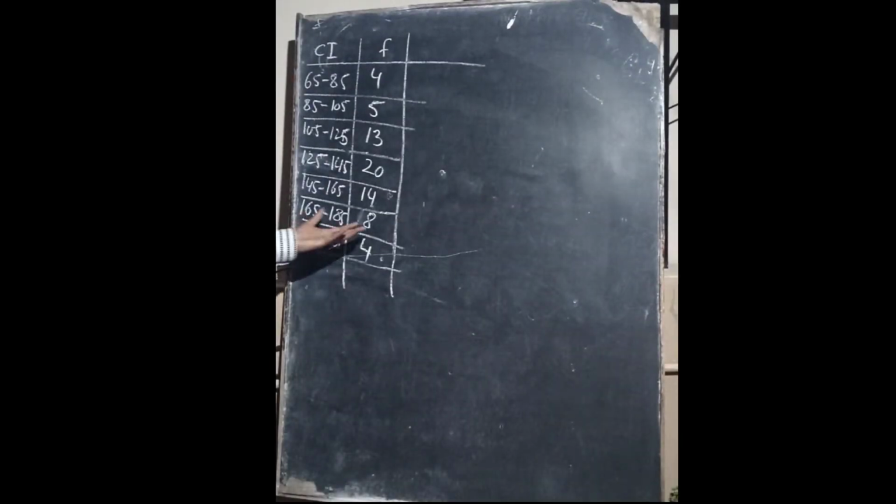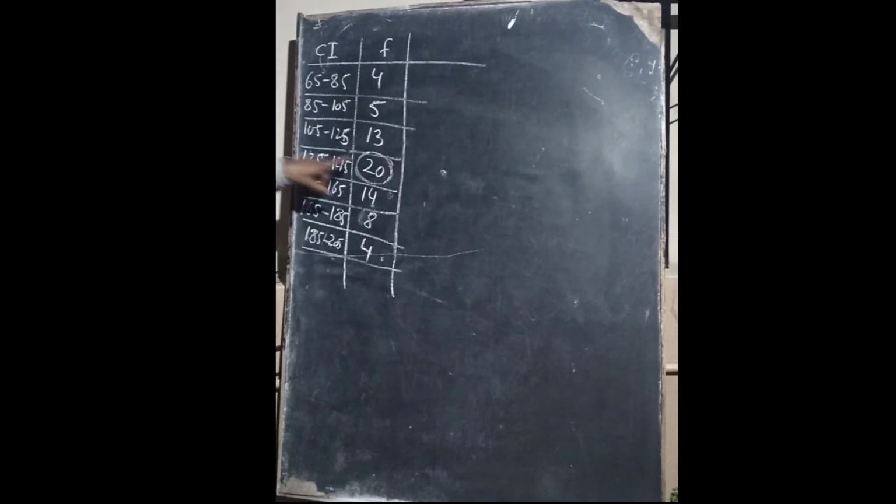Next, this is our example. In this example, we have the CI, class interval. The class intervals given are 65 to 85, 4 times; 85 to 105, 5 times; 105 to 125, 13 times; 125 to 145, 20 times; 145 to 165, 14 times; 165 to 185, 8 times; 185 to 205, 4 times. In these numbers, which number came more times? We know 20 came the most times.